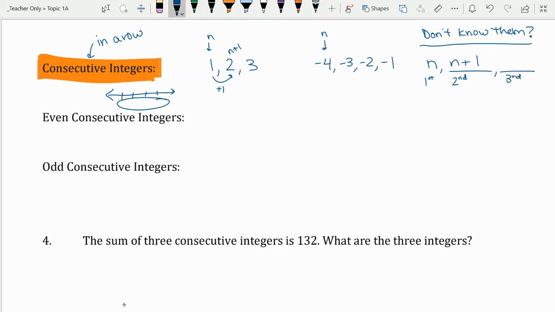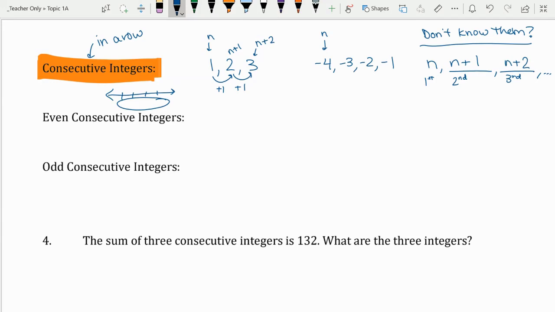To get to the third one, normally we just add it again. So from our initial one, if this started out at 10, we are now 1, 2 away from our initial one. So that's going to be n plus 2. And you can keep on adding more. The fourth unknown would be n plus 3.